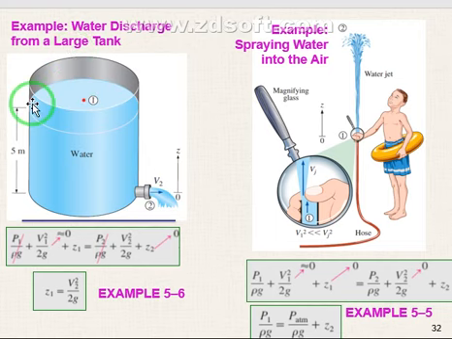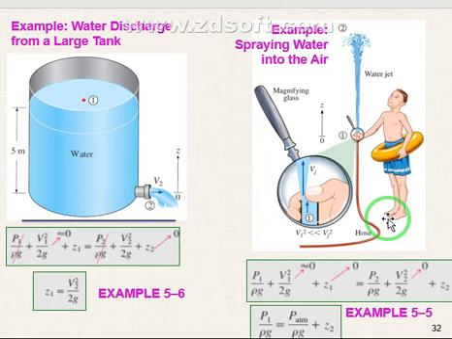But this is only for the case where it is open to atmospheric pressure. If it's closed, for example, we can't remove P1. We must know how much pressure is here. I will show you an example of this case later on, so you must be careful. This is applicable when we have an open tank, etc.